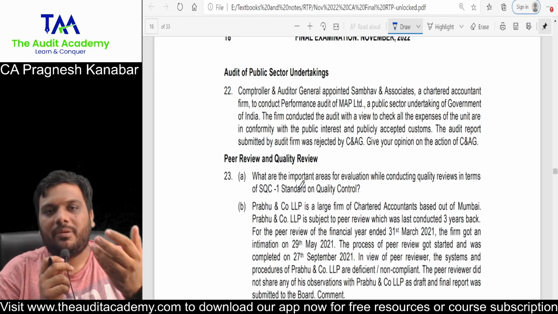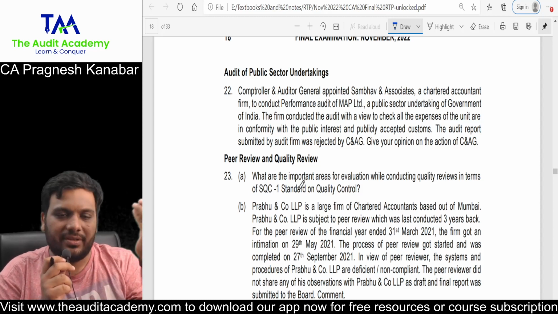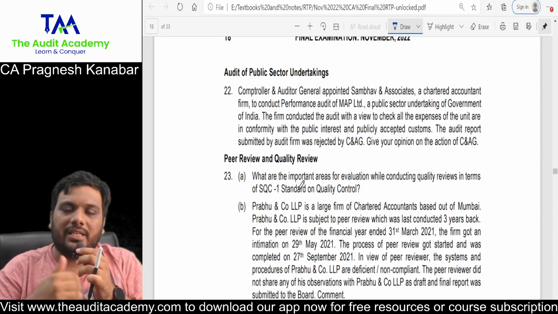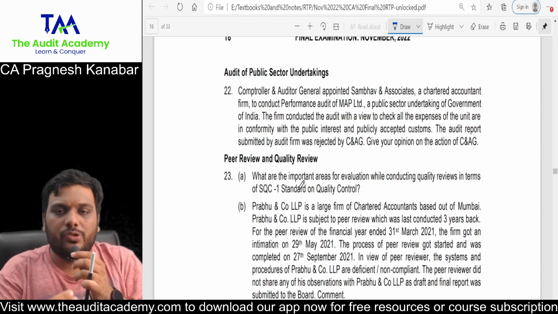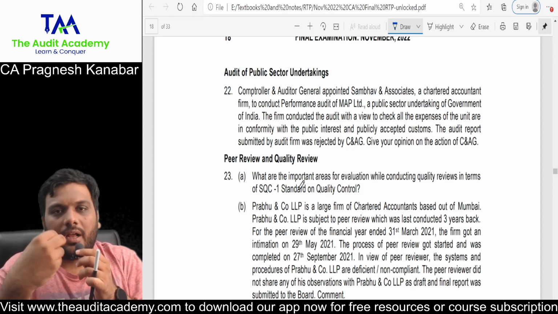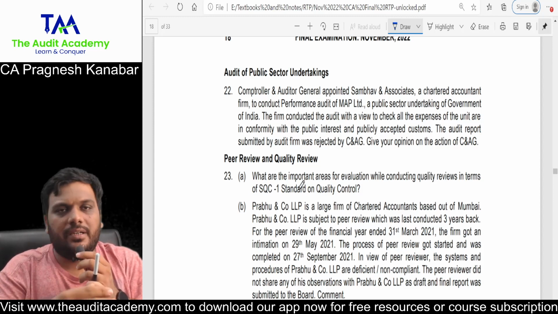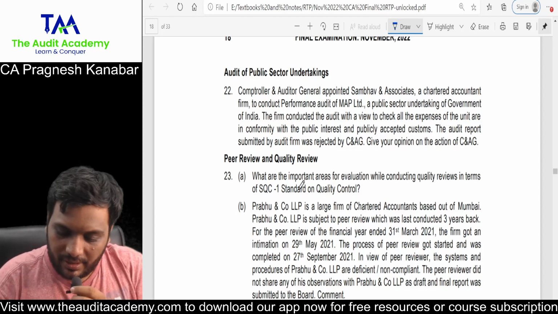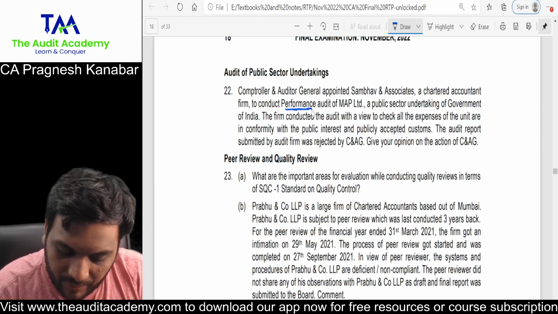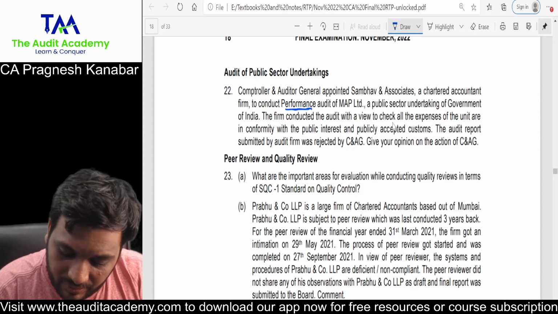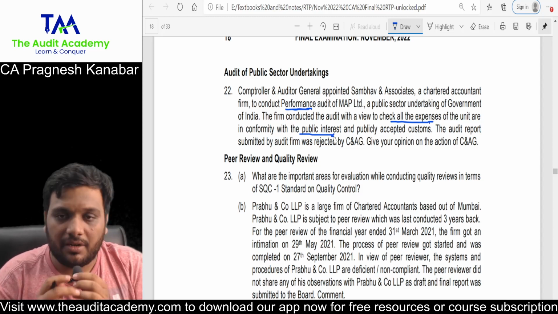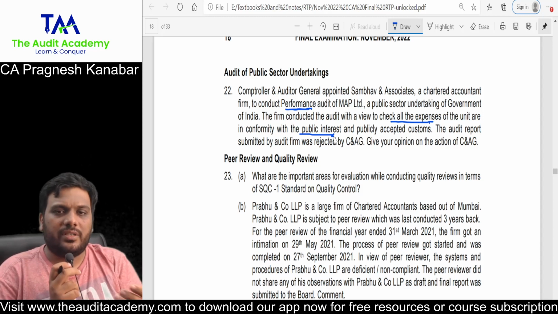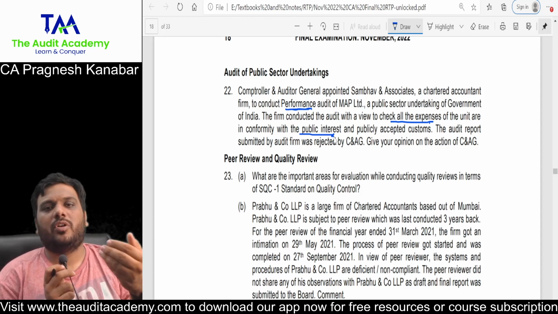Now in case of performance audit, you are supposed to test the economy, efficiency, effectiveness of the operations, correct? And in propriety audit, you check whether the expenditure was as per the financial rules, prudence, and improper avoidable expenditure was actually avoided and not incurred. But if you see over here, the chartered accountant has been appointed as a performance auditor, and he's trying to check all the expenses, whether it is in conformity with public interest. Only this much he has done. CAG has rejected the audit report. Obviously, the audit report will be rejected because he has not done proper performance audit.